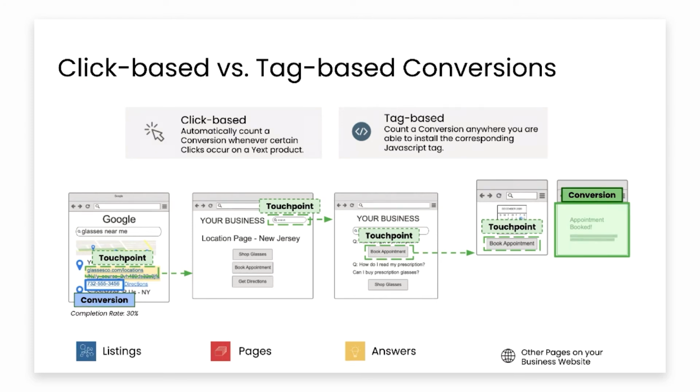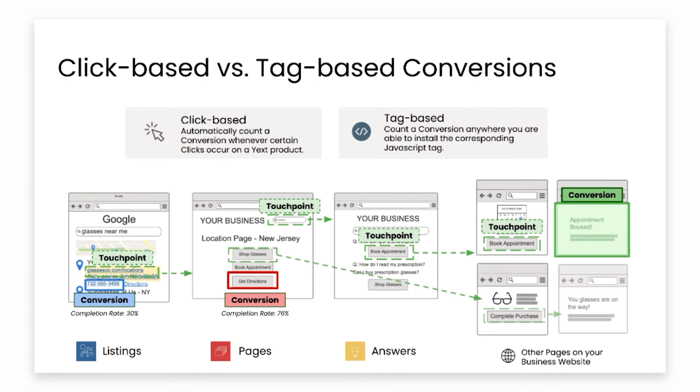Now let's say in addition to appointment bookings, you also want to track purchases. For customers that make in-person purchases and click on Get Directions to get there, you can set up a click-based conversion action on your Get Directions clicks with the necessary completion rate. For customers that make online purchases, you can set up a tag-based conversion action on the order confirmation page.